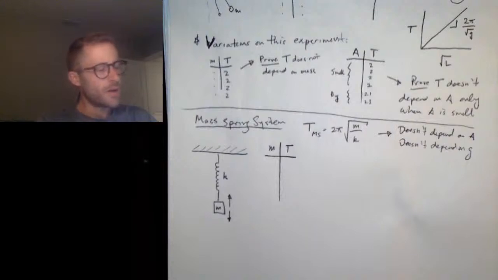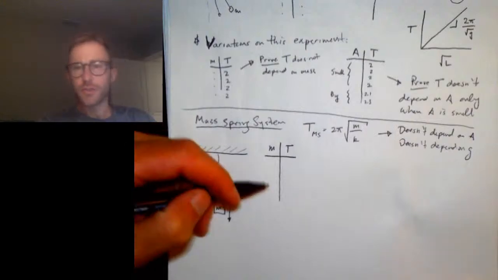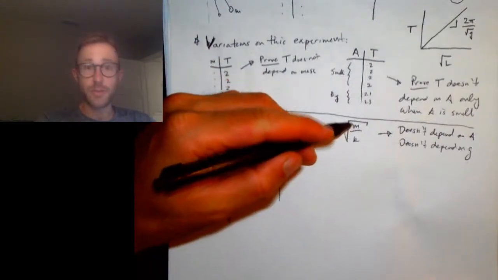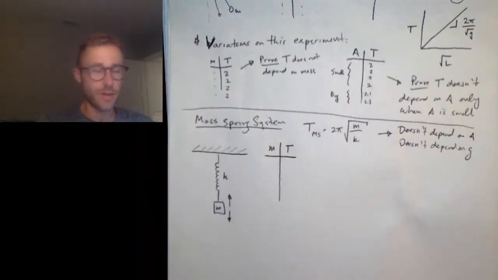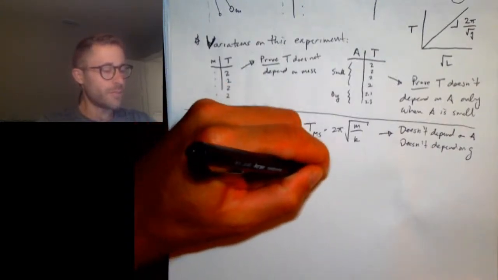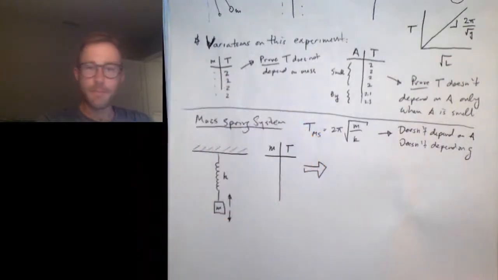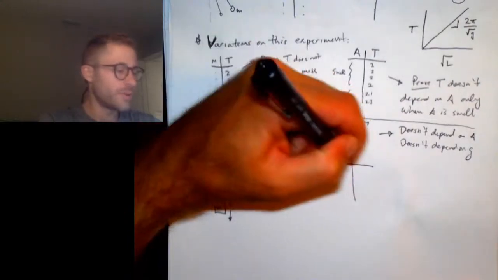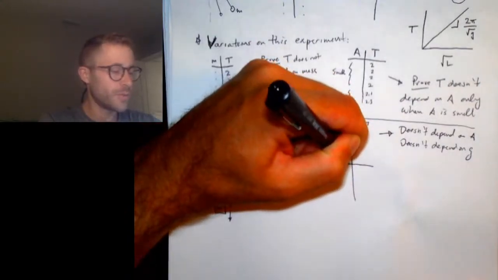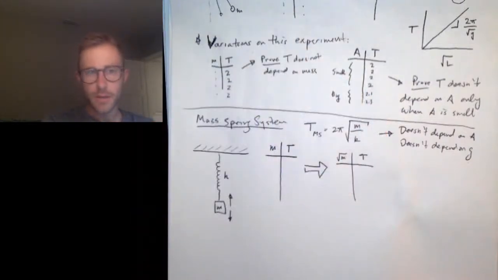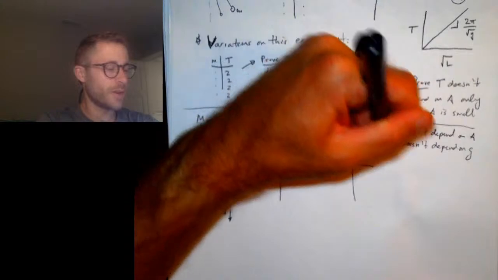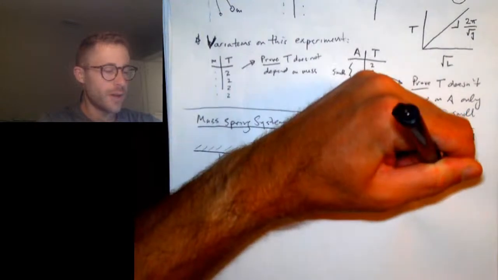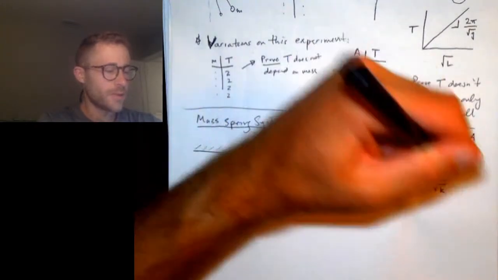Okay? So anyways, just like the previous example, we have that the period is not related to mass, but to the square root of mass. Okay? So we need to transform our data table not to mass versus period, but to square root of mass versus period. Okay? And that's going to give us a linear relationship. So if I, again, rewrite the period equation, it's period equals 2 pi over square root of k times square root of m.